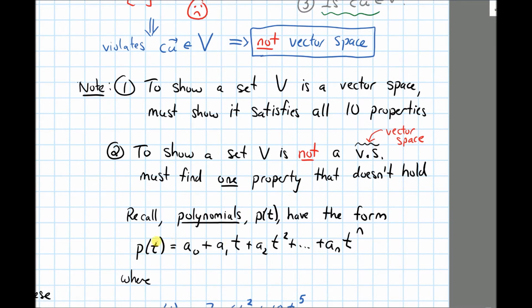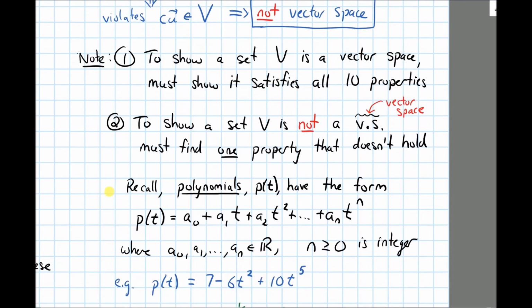In this polynomial, my variable is t, and the numbers a0, a1, dot dot dot, an are real numbers, so they're elements of the reals. Those are the coefficients of my terms. And n has to be greater than or equal to 0. It's got to be an integer, and it's got to be non-negative.